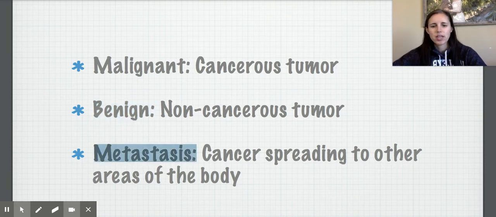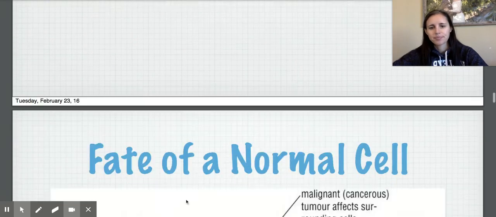Metastasis is another word that you might have heard of. What metastasis is, is cancer spreading to other areas of the body. So you might have just heard the term, it's spread from his lungs to his brain. Obviously not great. The actual biological term for that is metastasis, and it's one of the stages of cancer.